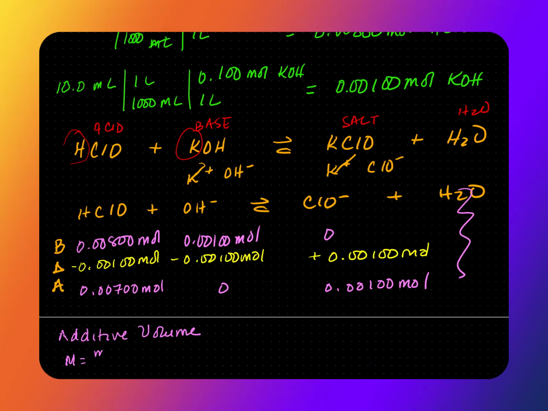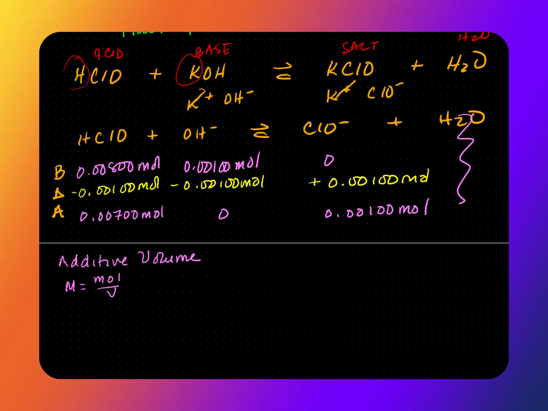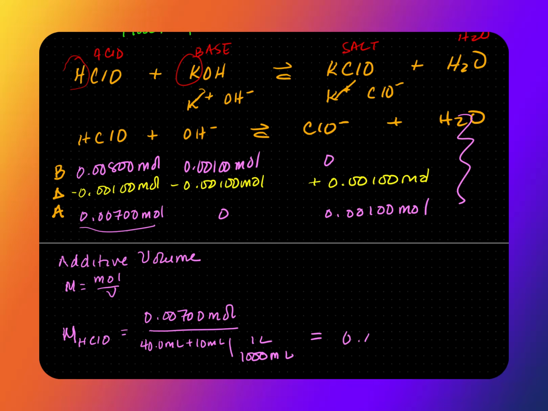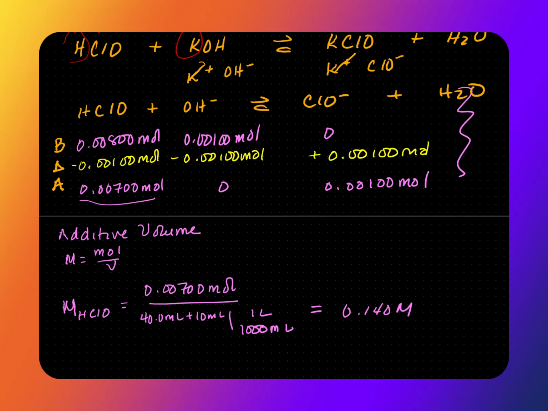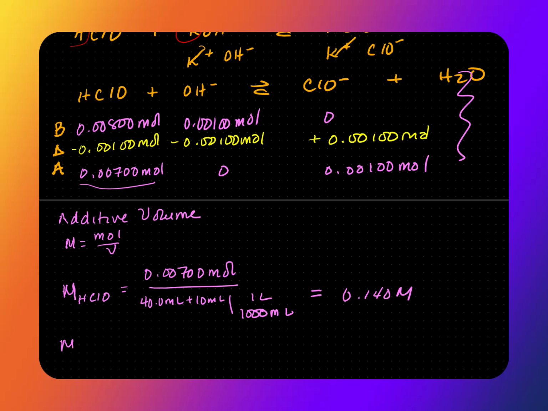Molarity is equal to moles over volume. So the molarity of HClO, this is the new one, is going to be 0.007, because this is the current amount I have left over, divided by the total volume, which is 40 mL plus 10 mL. Need to convert milliliters into liters. This equals 0.140 molar.